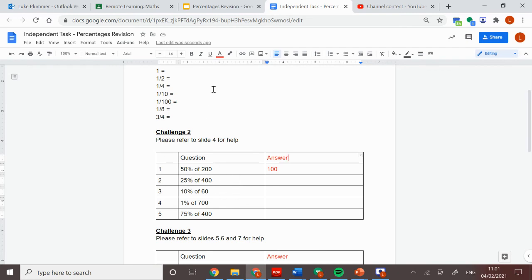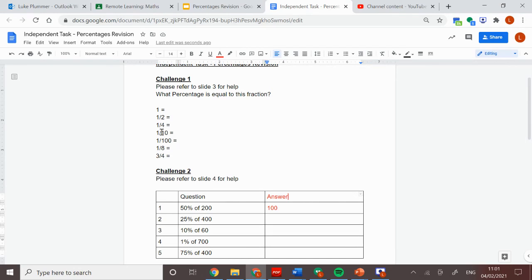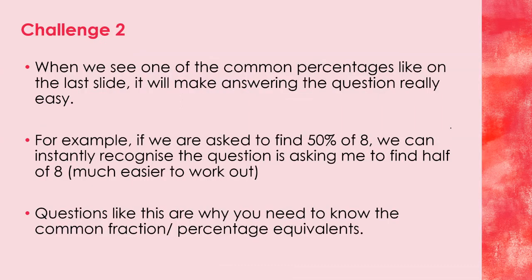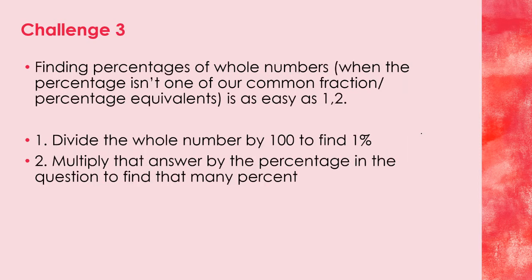So what you need to do is apply the fraction percentage equivalent to the question. So 25% of 400 is actually asking us to find 1/4 of 400, or 400 divided by 4. Finding 10% of 60 is actually asking me to find 1/10 of 60, so I need to divide 60 by 10. I will not give you the answers for questions 4 and 5. Question 5 is a bit of a challenge one, so don't worry if you get a little bit stuck on it, and well done if you do manage to do that one well. Please pause the video now and have a go at challenge 2.